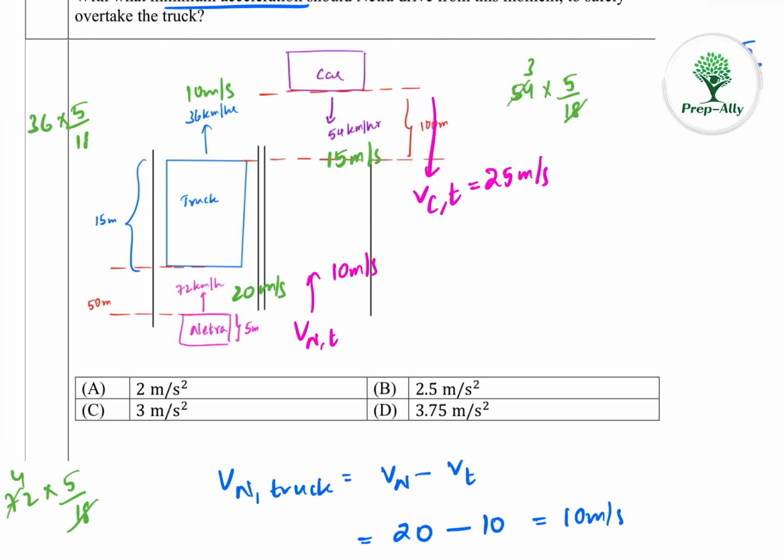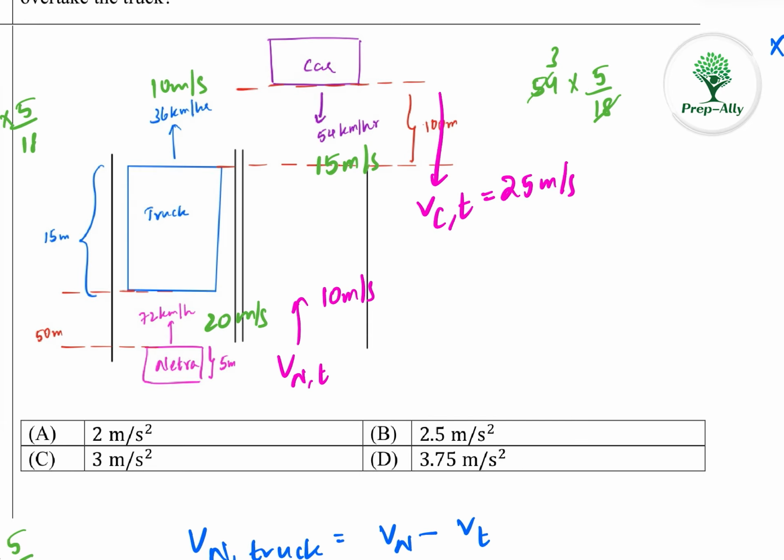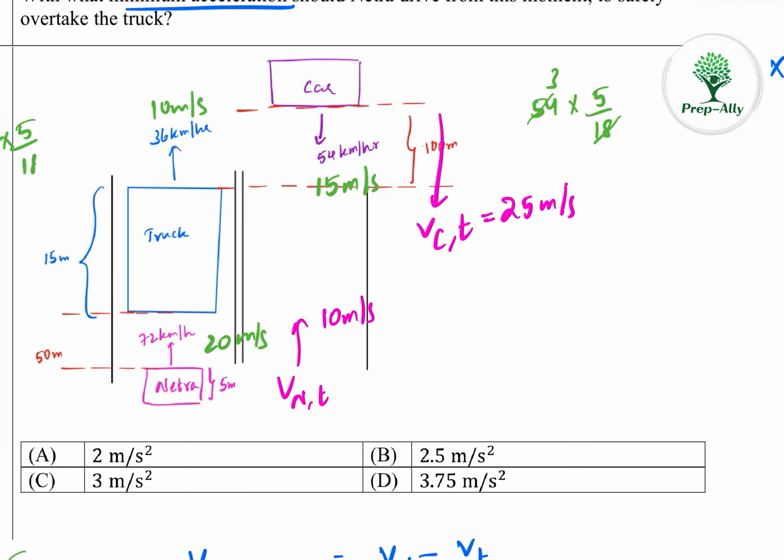Now, Netra has to overtake the truck without crashing into the car. So you see Netra is here now. Netra is safe if she can drive and come to this position before the car reaches. Okay, since the length of the car is not given, let us think of it as a point and calculate how much time the car will take to go from this level to this level. Now this length is 100 meters already given to us. It's 100 is already given to us, right?